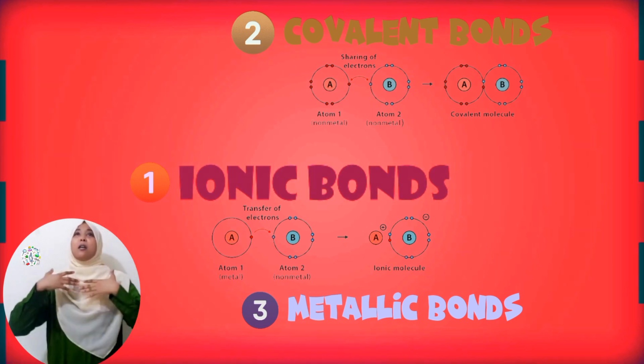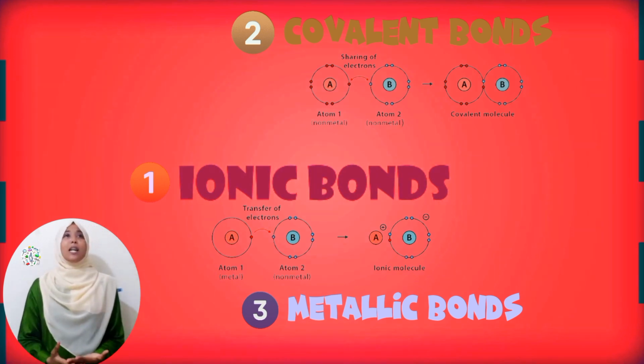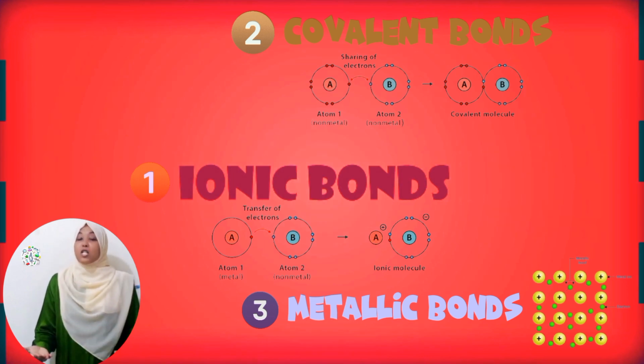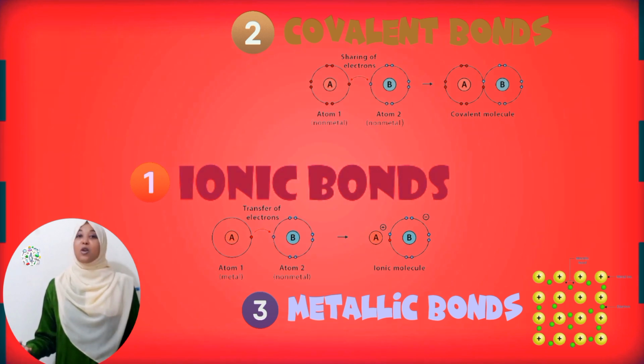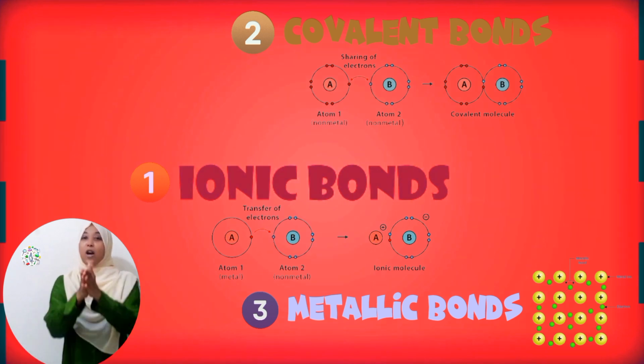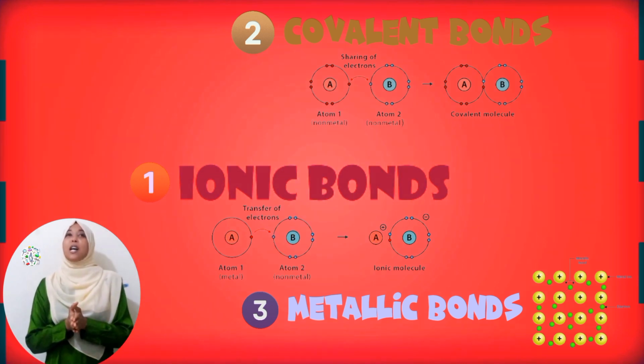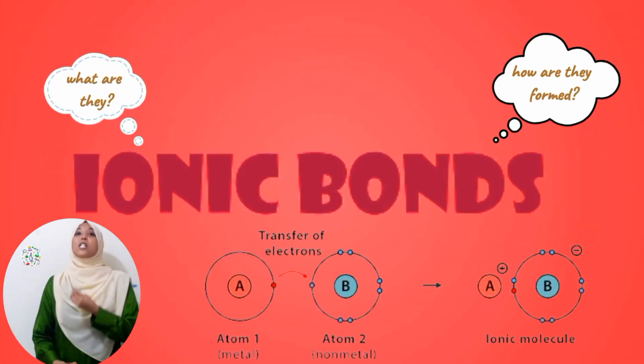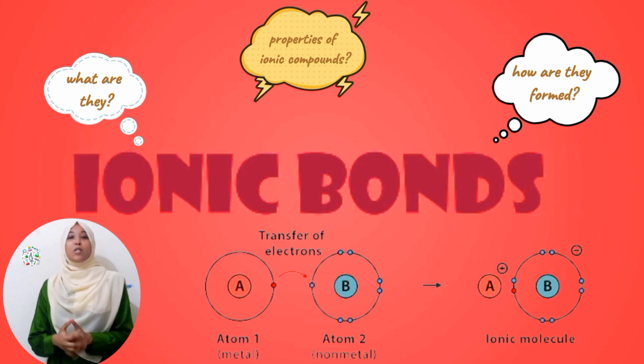And lastly, metallic bonds. Metallic bonds are the easiest of all. These are simply found in metals. So if you have a metal, sodium, lithium, potassium, calcium, magnesium, these are going to have metallic bonds. Now in our video today, we are going to discuss ionic bonds. What are ionic bonds? How are ionic bonds formed? What are the properties of ionic compounds? Let's dive in.